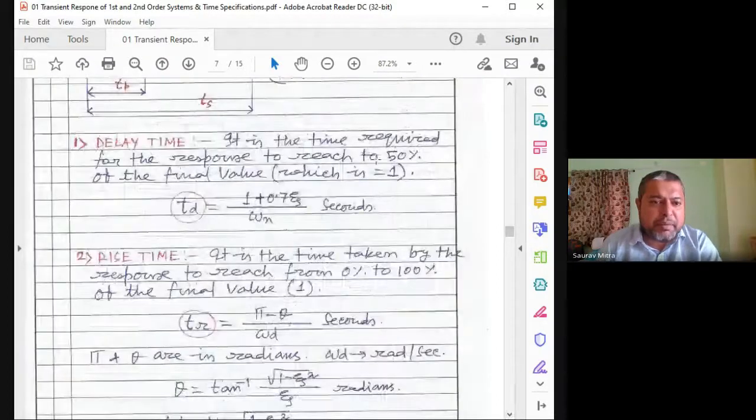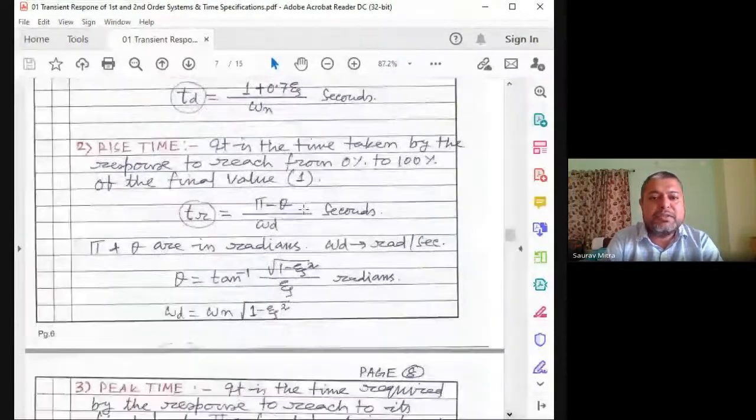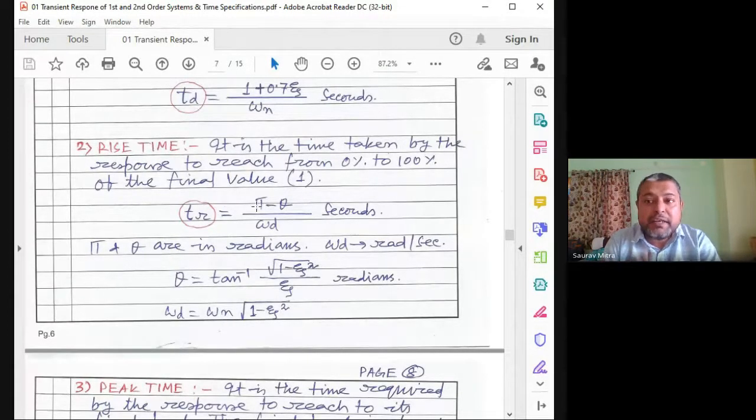Now get your pen and paper because we are going to do the numerical shortly. Delay time, that is 50%, is given by (1 + 0.7 zeta) by omega n. This is the formula. Rise time TR is (pi minus theta) by omega d. Now this is the point where every student makes a mistake. Pi is given in radian. Be very careful whenever you are calculating with pi, it should be calculated in radian. Degree has no place here. In this numerical, nothing is calculated in degree.